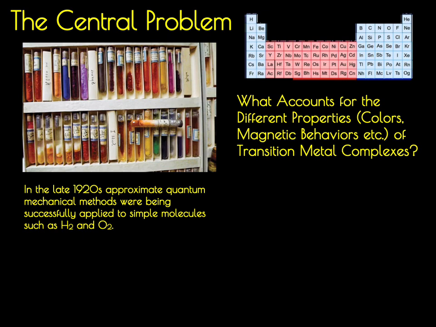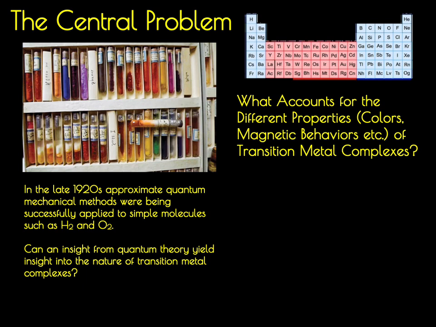Beginning in the late 1920s, scientists started to employ quantum mechanical treatments to understand the electronic structure of simple molecules such as dihydrogen and dioxygen. From these studies, one could start to understand different facets of their properties, such as why dioxygen possesses a paramagnetic ground state. Given the success of these early quantum mechanical treatments, scientists started to think about how they could employ such methods towards understanding the properties of transition metal complexes.